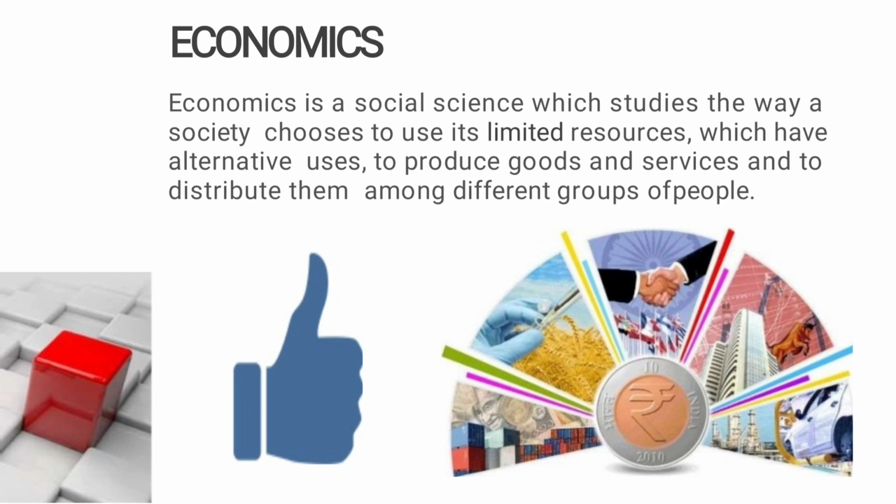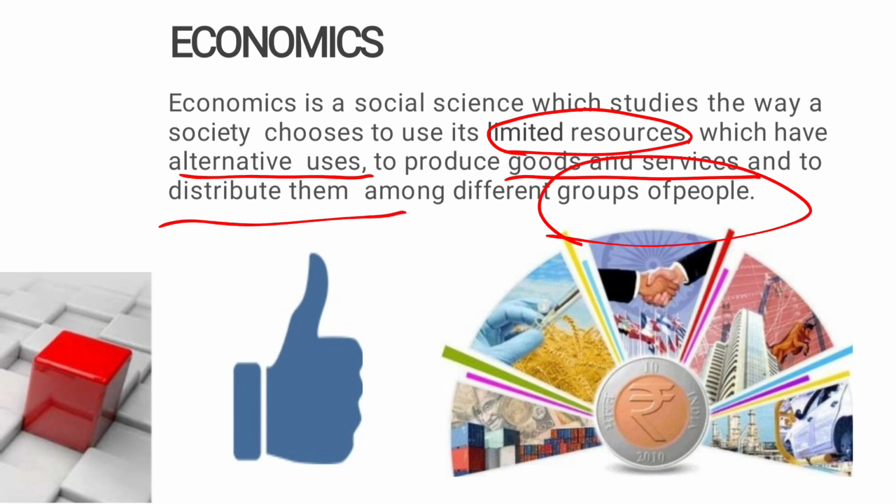So now what is economics? Economics is a social science, which studies the way society chooses the use of its limited resources. So what we are having? We are having only limited resources which have alternative uses. We have to use those limited resources for alternative uses. And with that, what we are supposed to do? We are supposed to produce goods and services. And that we have to distribute among the group of people who are in need of it.